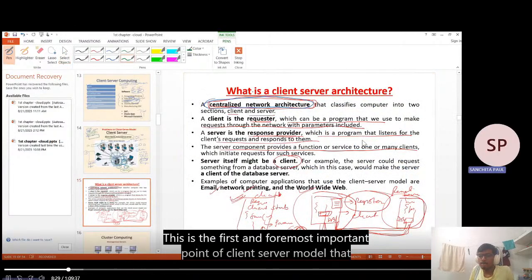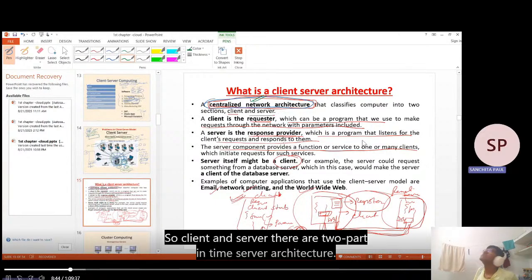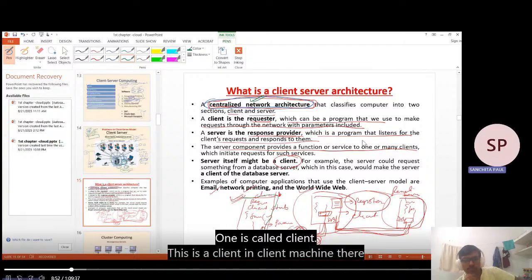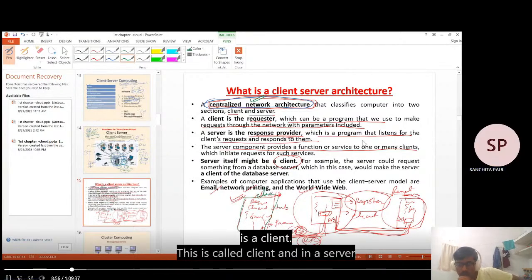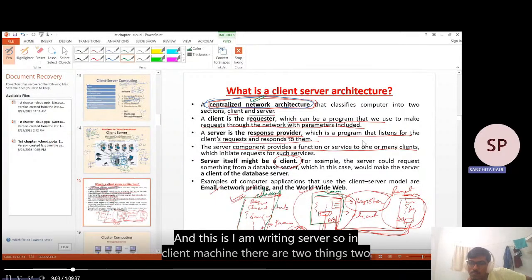This is the first and foremost important point of the client-server model. It classifies this centralized system, basically classifying computers into two sections, client and server. So there are two parts in client-server architecture. One is called client. In a client machine, there is a client. And in a server machine, this is my server machine, and here I am writing server.